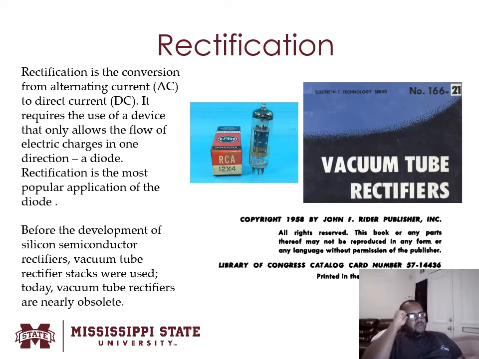So now I want to talk about rectification, which is the most popular application of the diode, okay? So rectification is the conversion from alternating current to direct current, right? And it requires the use of a device that only allows the flow of electric charges in one direction, which is a diode, okay? Now, before the development of silicon diodes, right, folks would use vacuum tube rectifier stacks. And these vacuum tube rectifier stacks are nearly obsolete. Okay, so here I have a picture of a vacuum tube rectifier from the 80s, and it may even be earlier than that, maybe the 60s. And this is just a book on vacuum tube rectifiers, copyrighted in 1958.